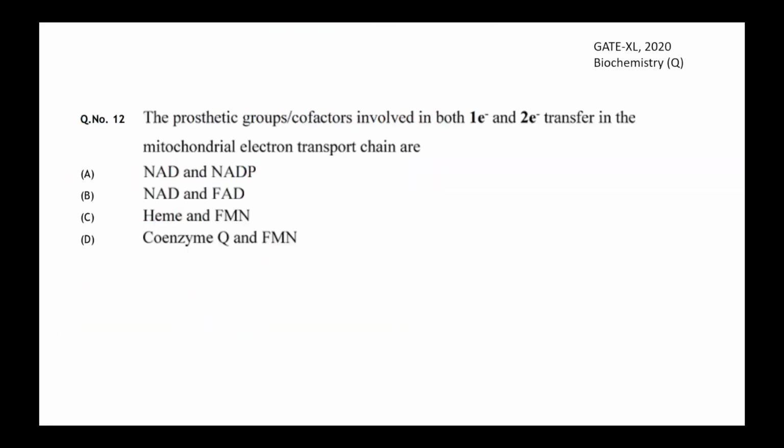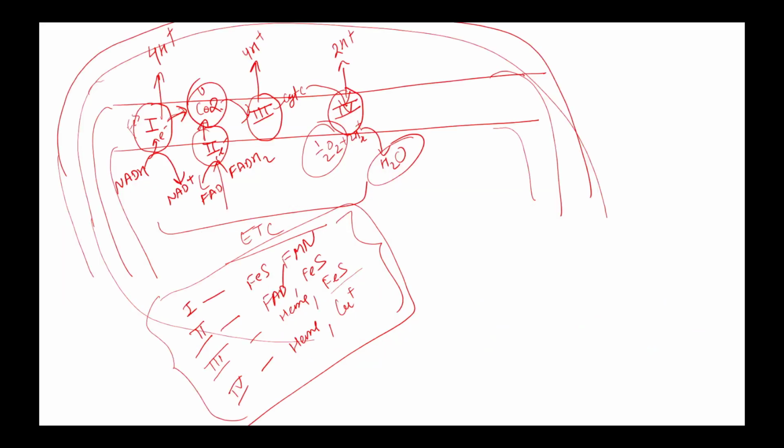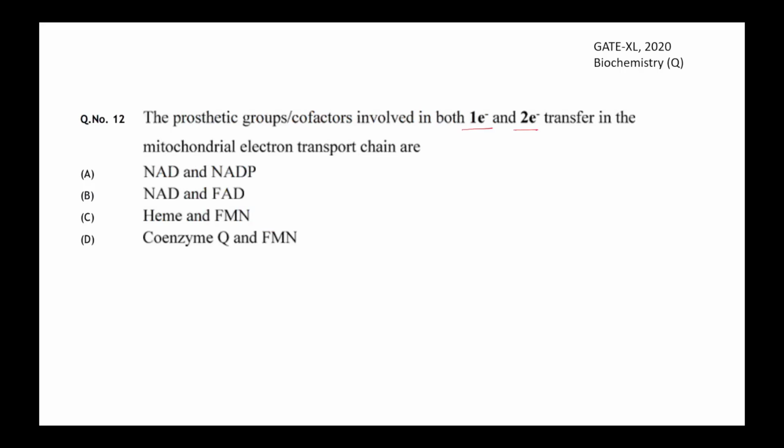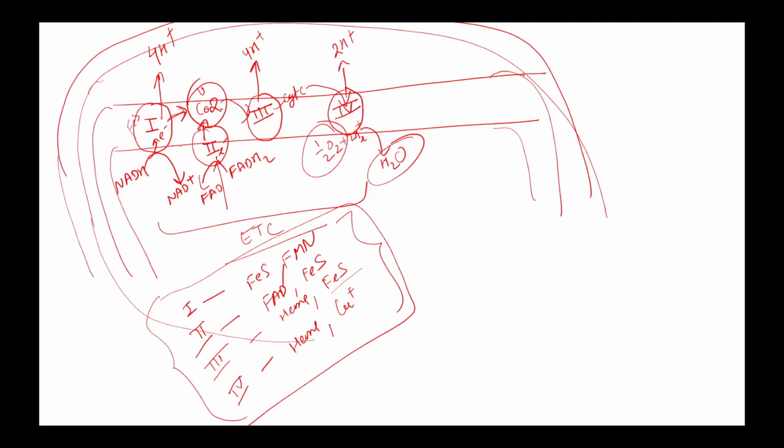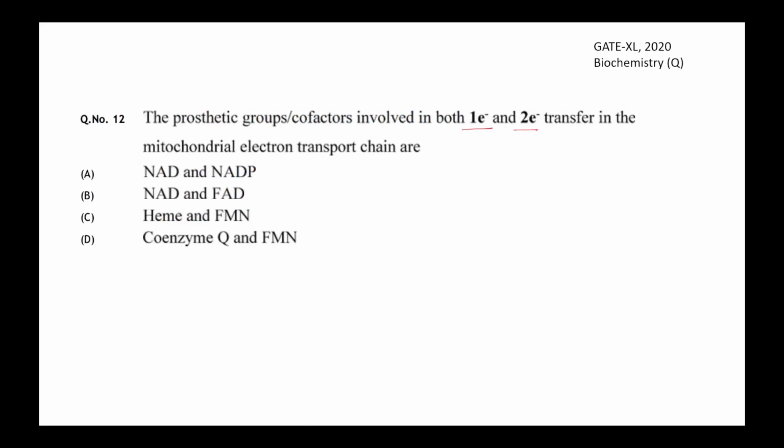The next question says: the prosthetic groups or cofactors involved in both 1 electron and 2 electron transfer in the mitochondrial electron transport chain are. As I told, NADH passes the electron to complex 1, FADH2 passes the electron to complex 2, and both are accepted by coenzyme Q, also referred to as ubiquinone. This is the symbol.